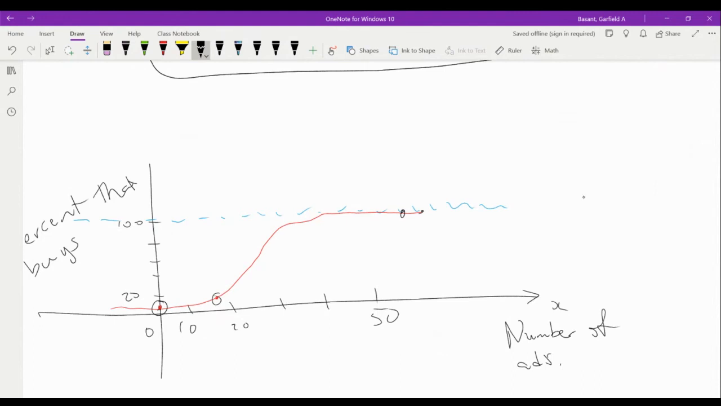At 100 ads, it's leveling out. It doesn't go higher because the percentage of people who buy the product can never be more than 100%. So after a while, you probably want to do advertisements up to maybe about here, because after that, it just slows down. Does that make sense to everyone?